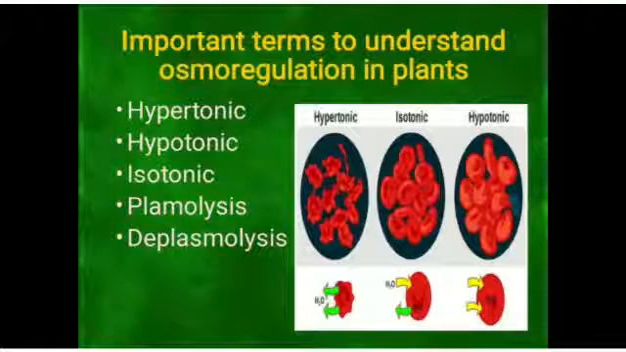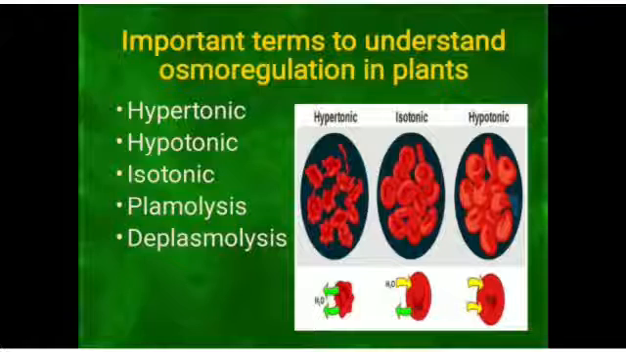The first term is hypertonic solution. A hypertonic solution is a particular type of solution that has a greater concentration of solutes on the outside of the cell when compared with the inside of the cell. Got it? Next one is hypotonic solution. A hypotonic solution is any solution that has less solutes and more water on the outside of the cell when compared with the inside of the cell. Clear?